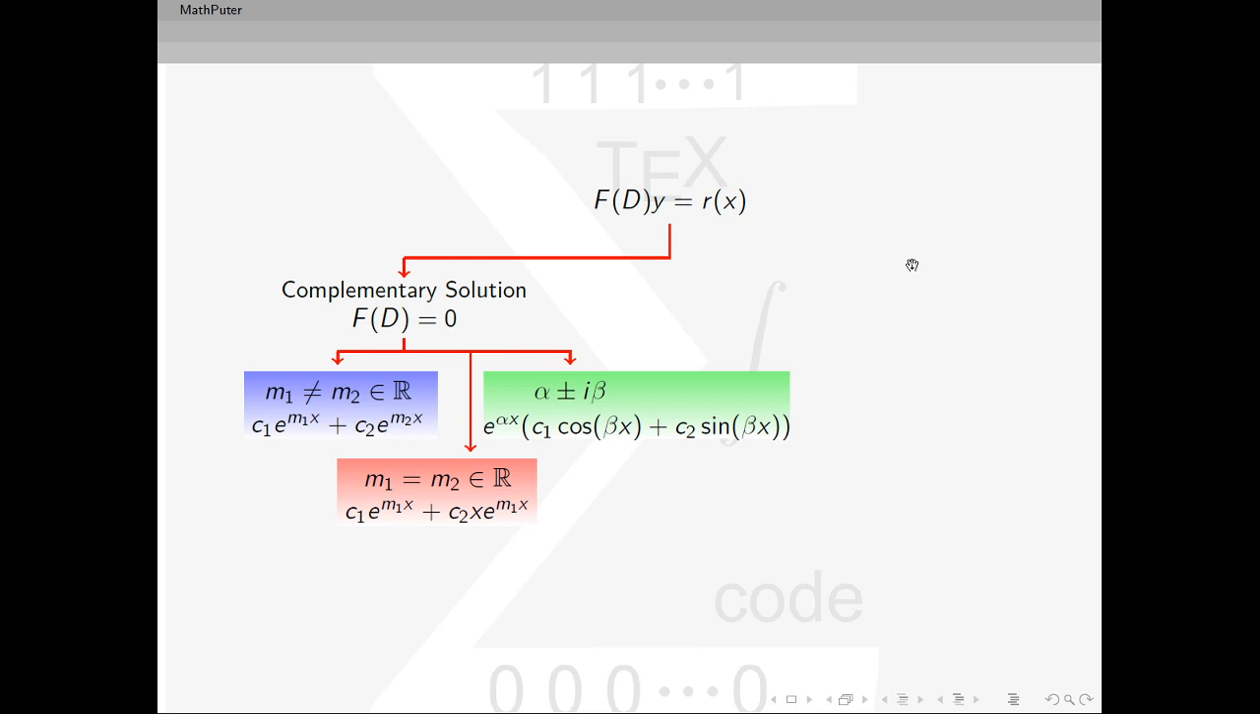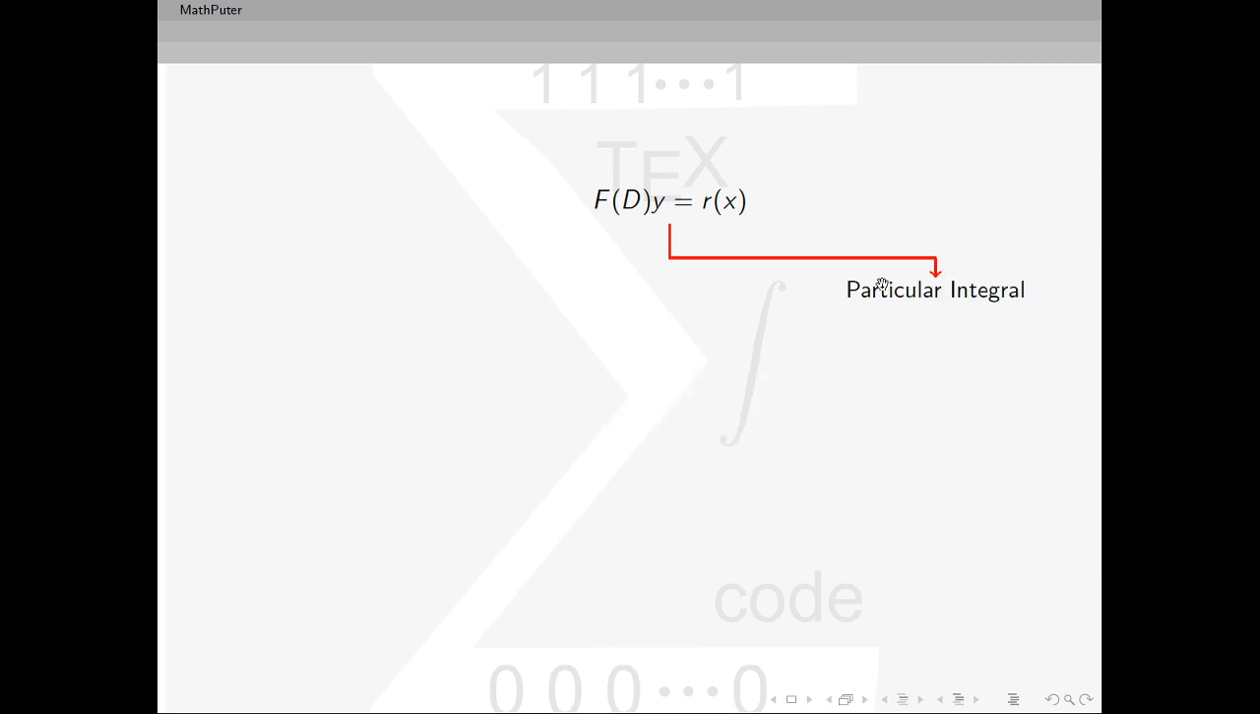The other part is today's goal, particular integral. You may also say that this is the particular solution of this differential equation. Now we find the other part of the solution, that is known as particular integral, where we make y the subject, and this is equal to 1 upon f of D into r of x.